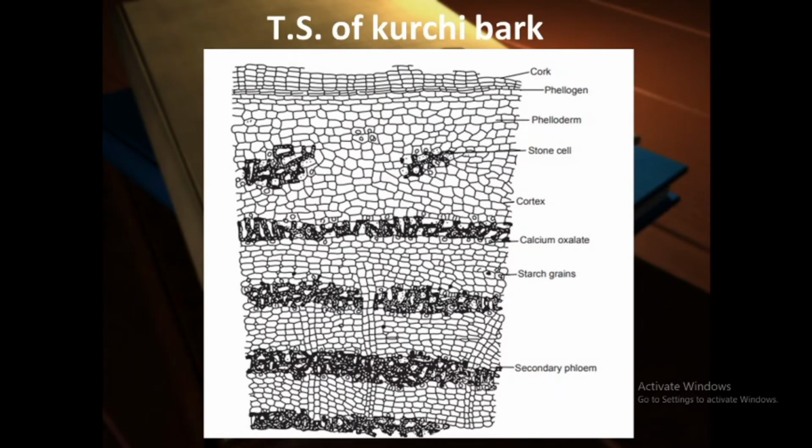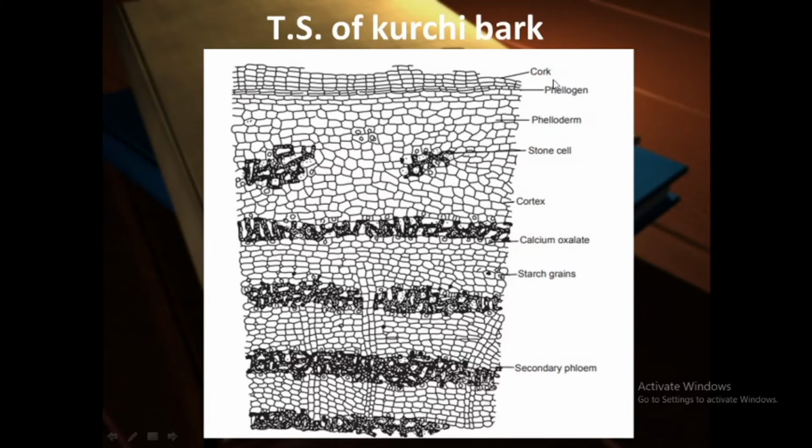Just see the transverse section of the Kurchi bark. So this transverse section is divided into three different sections. The first is periderm, which contains the cork cells, phellogen and phelloderm. The second zone is the cortex, which contains the stone cells and pericyclic fibers, and the third important zone is the secondary phloem, which contains stone cells and medullary rays.